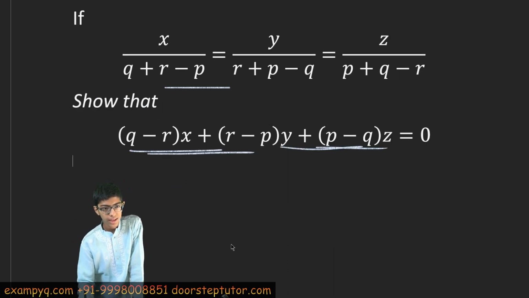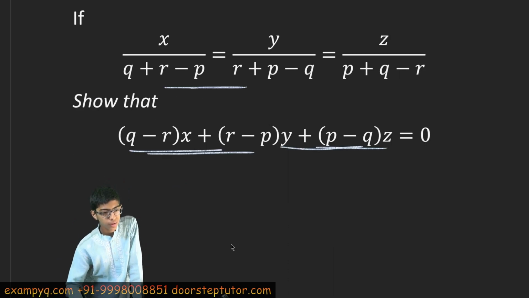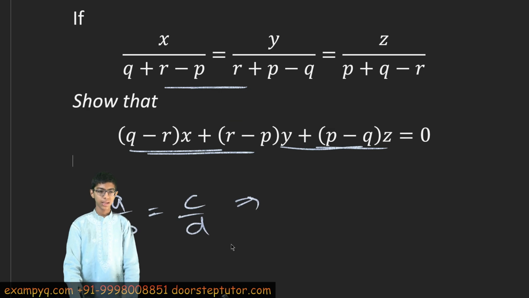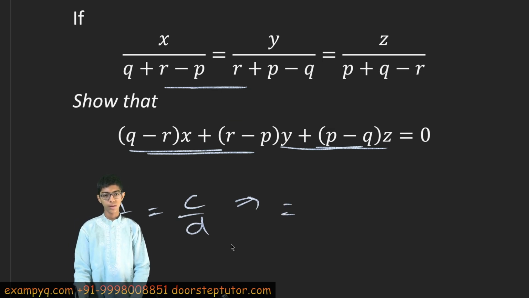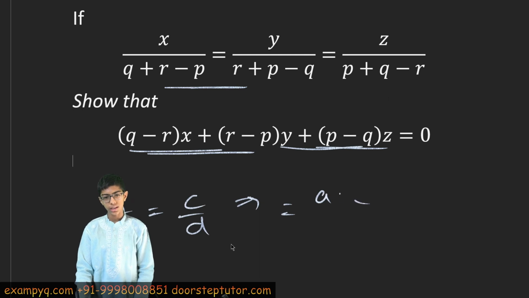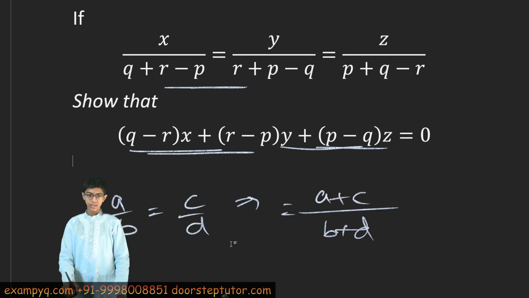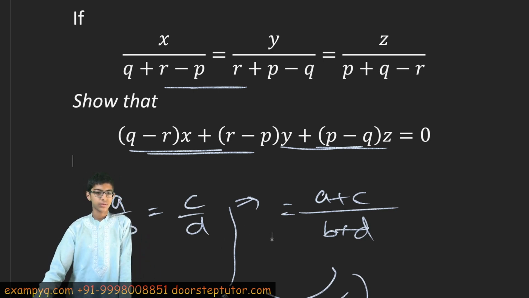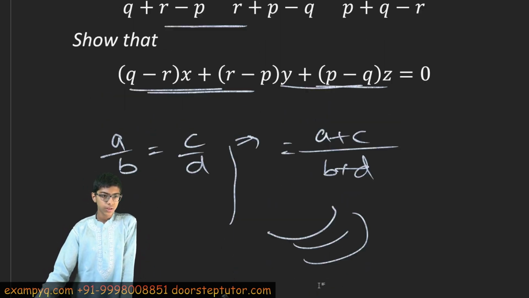First we will apply the rule that we have already talked about, that is, if a by b equals c by d, both of them are equal to the sum of numerators by sum of denominators, that is a plus c by b plus d. And when we have a number of these, each of the results are equal to each other. That also we have discussed. So now let's solve the question.